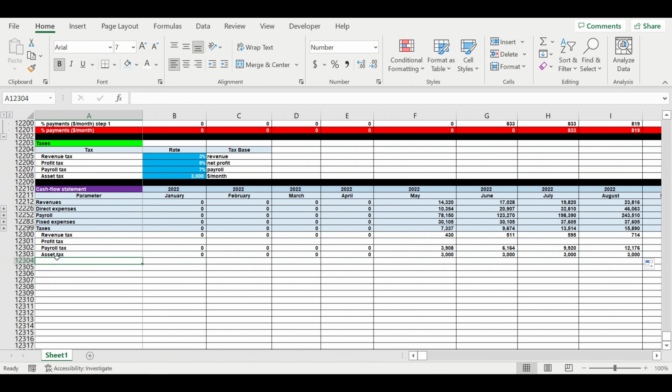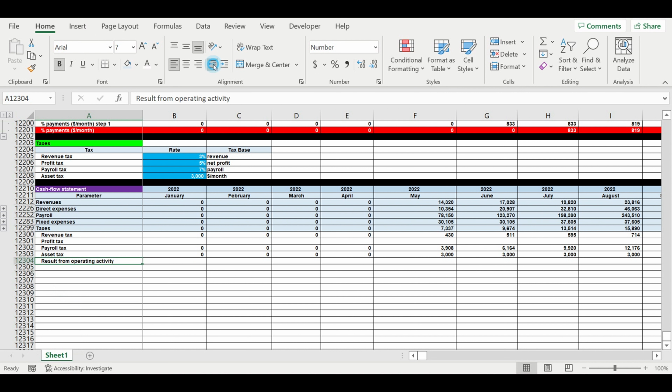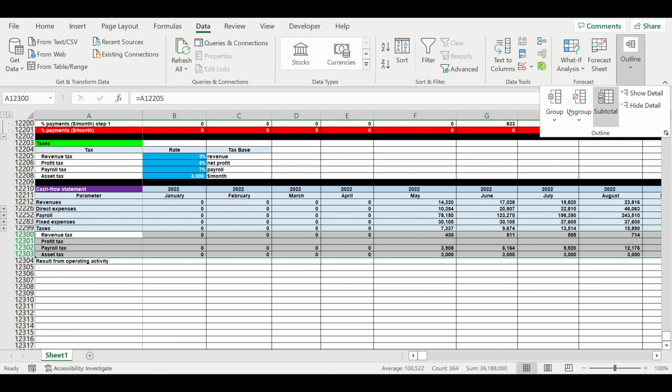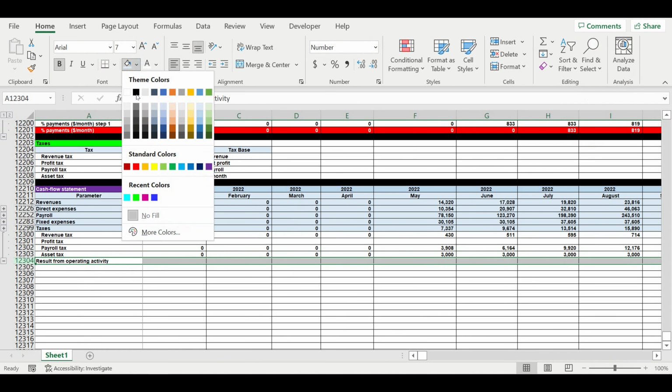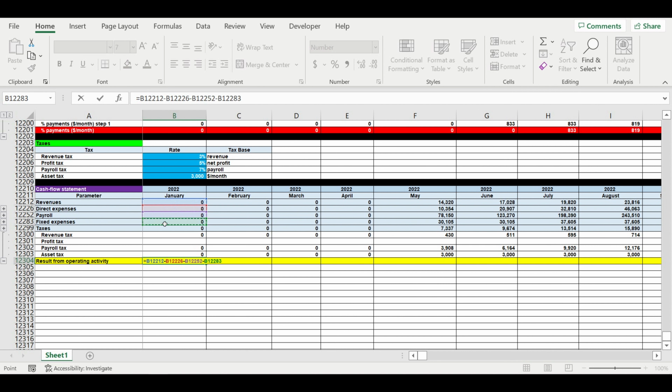Then we calculate the result from operating activity. So we take revenues minus direct expenses minus payroll minus fixed costs minus taxes.